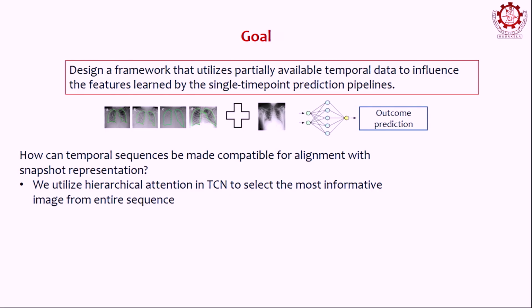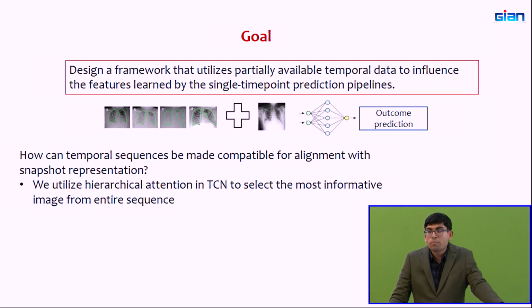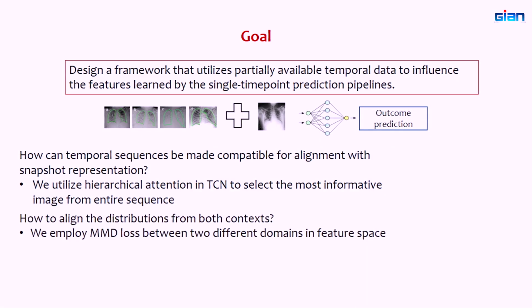First, we utilize a hierarchical attention mechanism in temporal convolutional networks to select the most informative image from the entire sequence in training, and then how do we align these distributions? We employ an MMD loss between the two different domains.